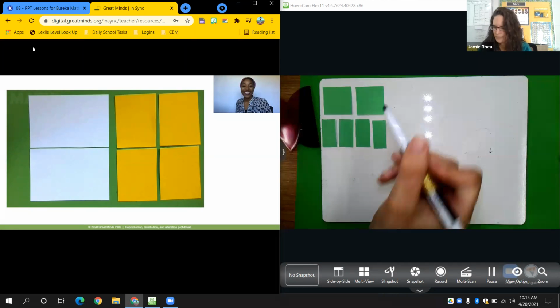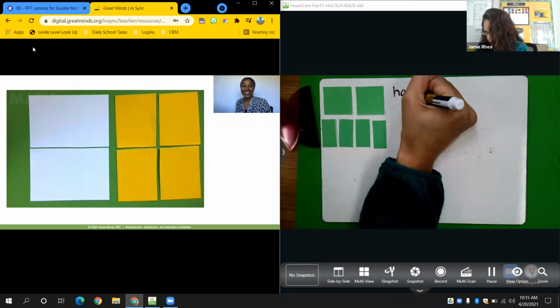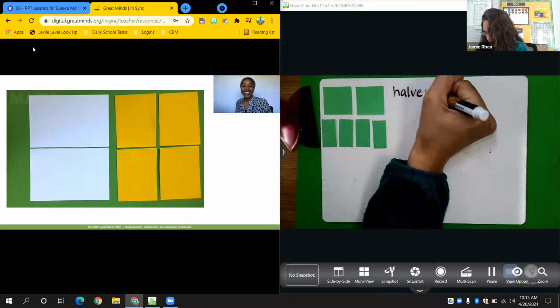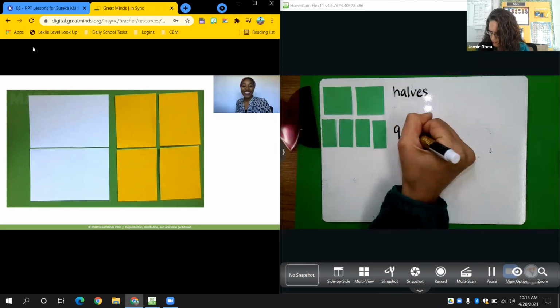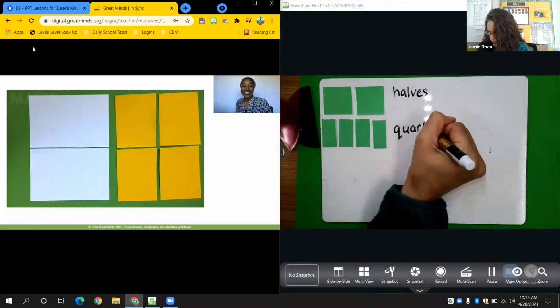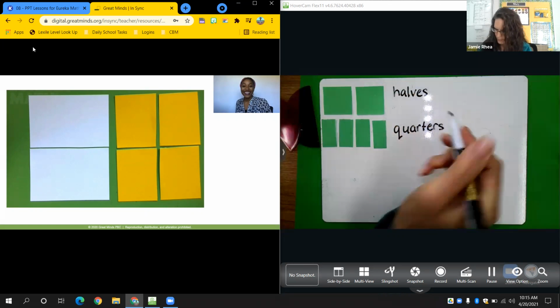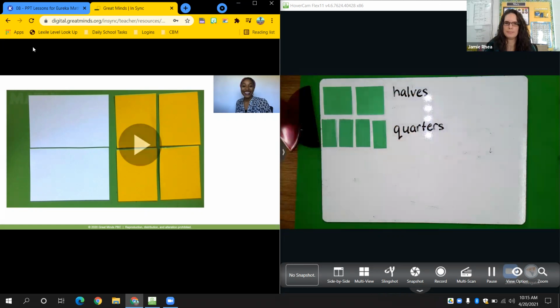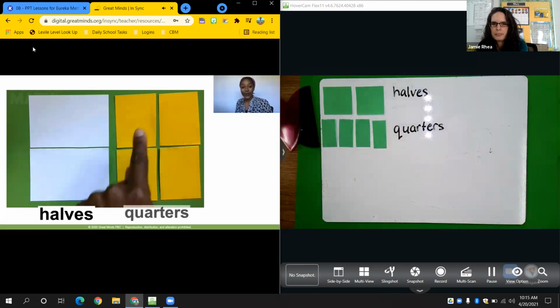I'm going to label mine halves and quarters. All right, let's keep going. This rectangle has been cut into halves, and this rectangle has been cut into fourths or quarters. Let's take a look at one of each piece.